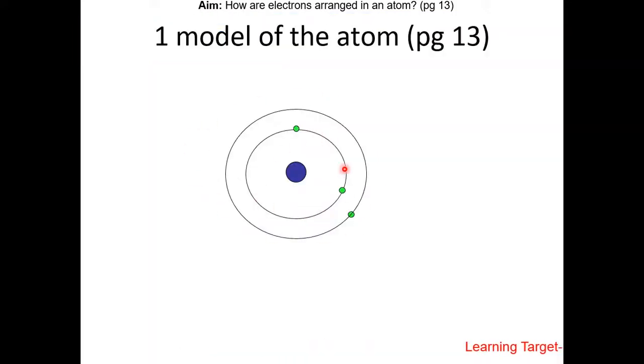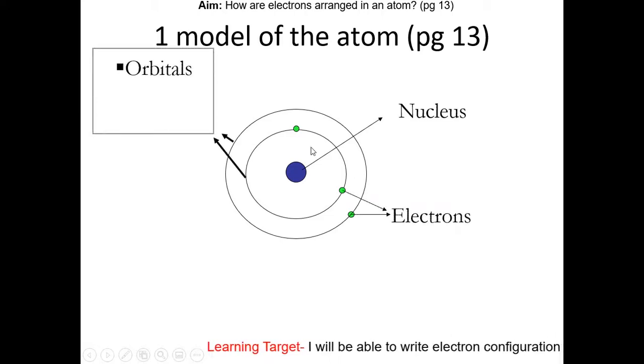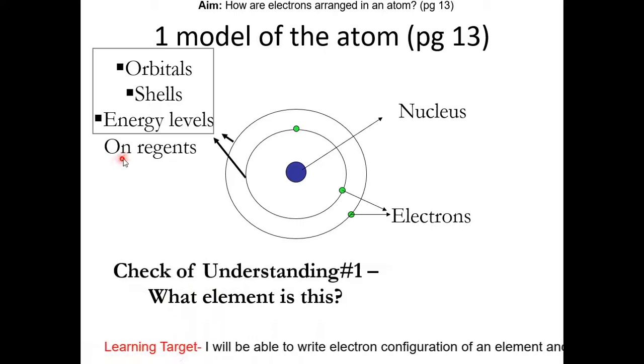So this is a quick recap of what we've learned so far. This is an atom. In the center is the nucleus, which consists of the protons and neutrons. The electrons are on basically the orbitals or shell or energy level. The Regents does not make a distinction between these three things, but there is a difference between an orbital and an energy level, which I'll discuss later on in the course.